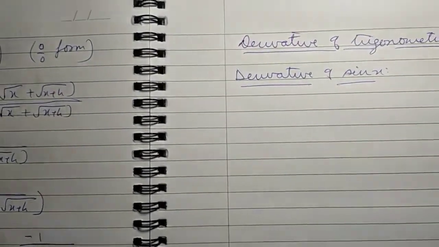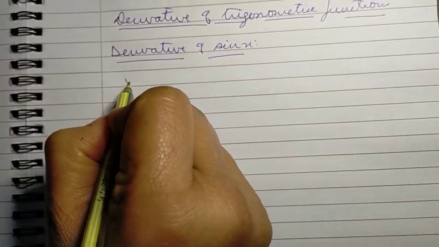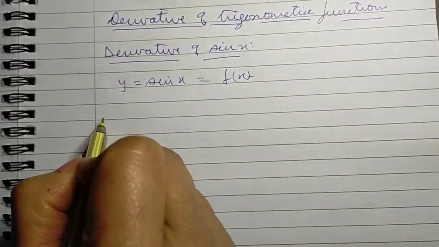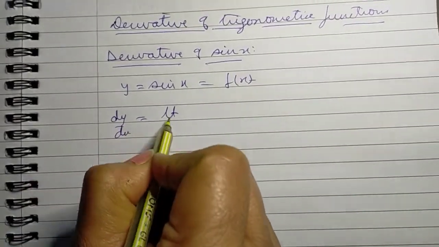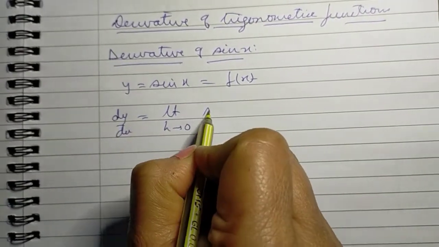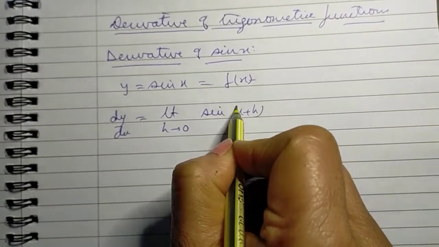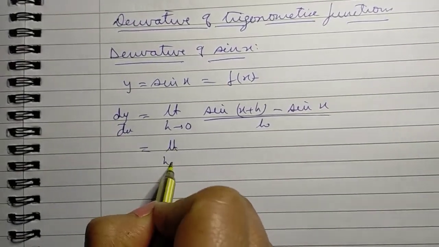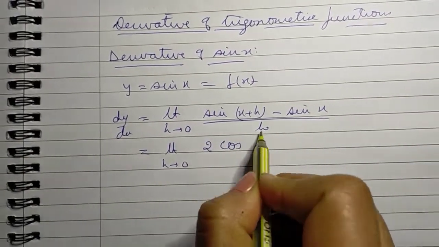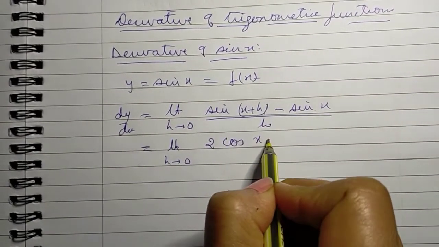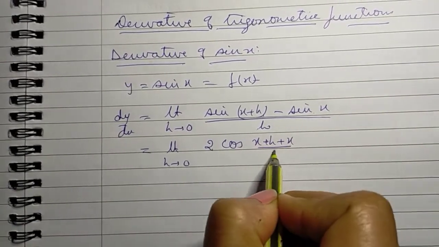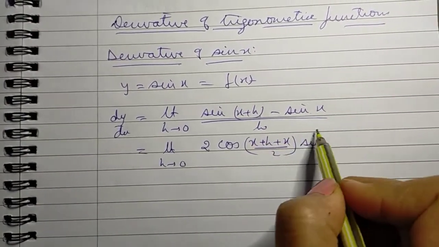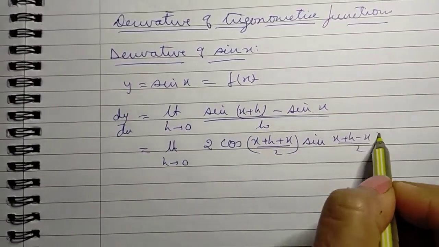Let's start with y equal to sin x, which we write as f of x. Now dy by dx will be limit h tending to 0, f of x plus h, which is sin of (x plus h), minus f of x, which is sin x, over h. Now sin a minus sin b is 2 cos of (a plus b) by 2, that is (x plus h plus x) by 2, into sin of (a minus b) by 2, that is (x plus h minus x) by 2, whole upon h.